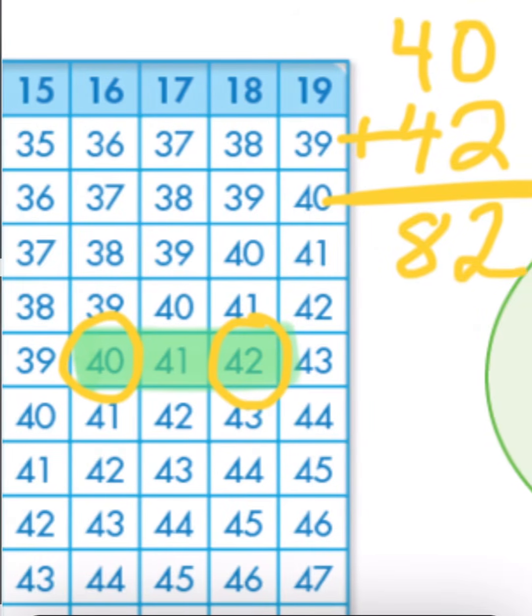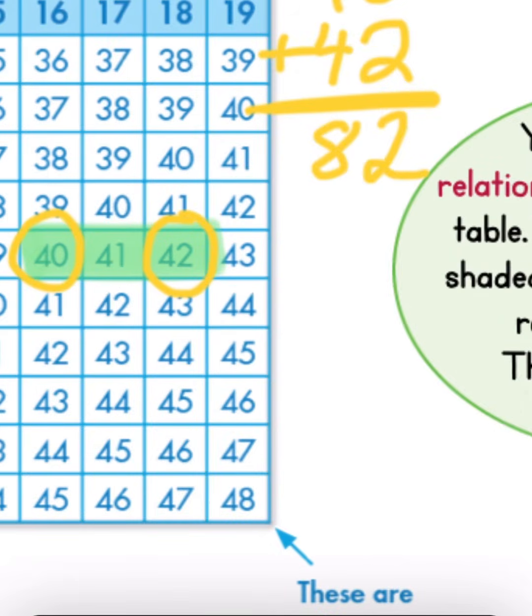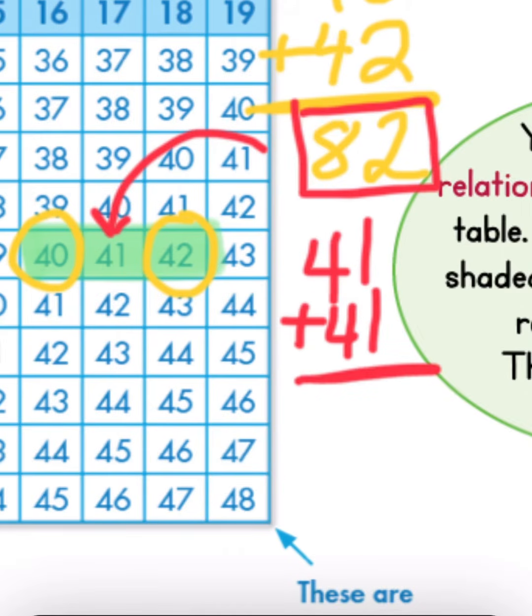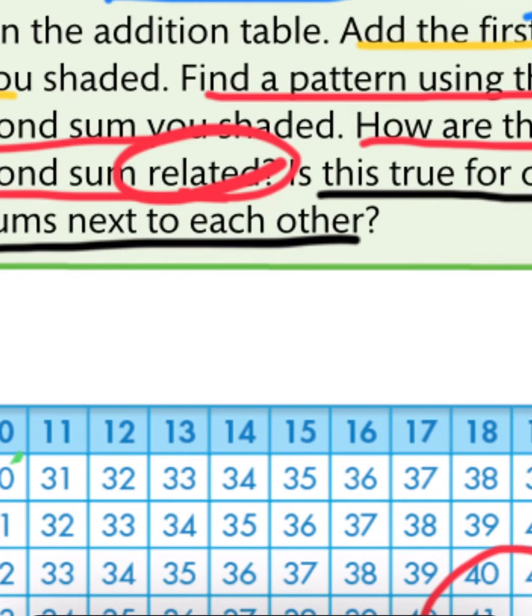All right, next we're going to look at the red. It says find a pattern using that total and the second sum. So we look at this total and compare it to that second sum. 82 compared to 41. Well, I can see that 41 plus 41, if I double that, I get 82. So 82 is twice as much as 41. Another way to say that is 41 is half of 82. So that's the relationship that those two have. That's how they're related. The first and third are double of the second sum.